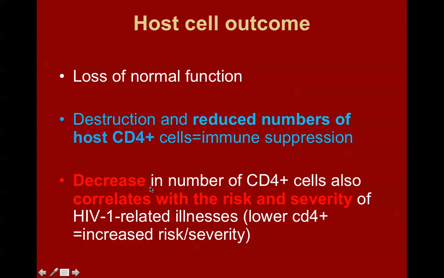Okay, and this other thing that you need to pay attention to is that the decrease in the number of CD4 plus cells does correlate with the risk and severity of HIV illness. So in other words, the lower that the CD4 cells go, the higher the risk of transmission and the increased severity of the onset and symptoms and outcomes of full-blown AIDS. And that's how AIDS develops. These CD4 cells continue to decrease, and the increased risk and severity goes up along with that.